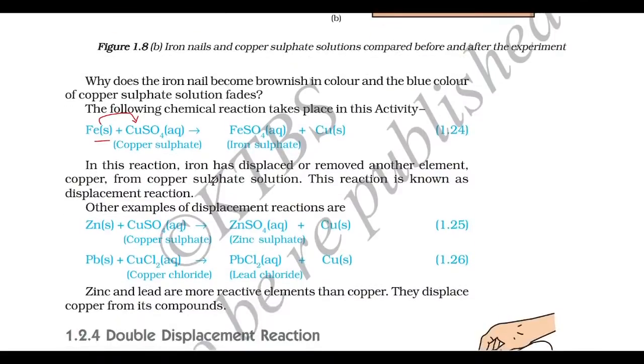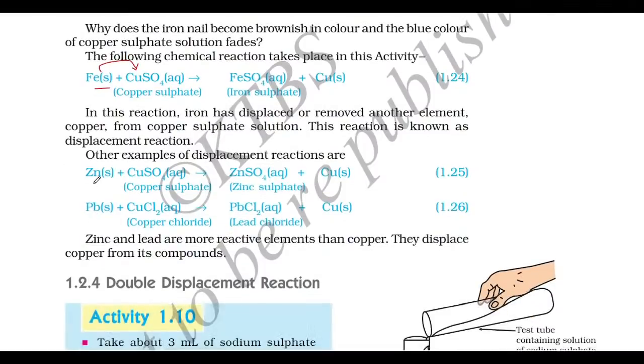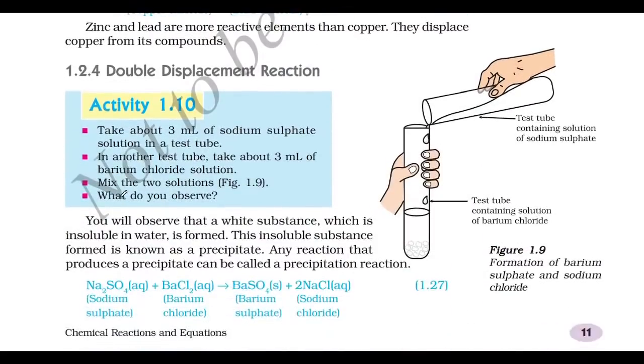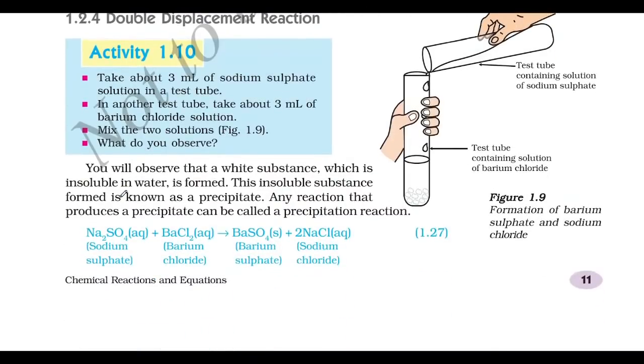The same way you can check out for other displacement reactions. Zn plus CuSO4 gives what? ZnSO4 plus Cu. The same way Pb plus CuCl2 gives PbCl2 plus Cu, where a highly reactive element displaces what? The less reactive element.